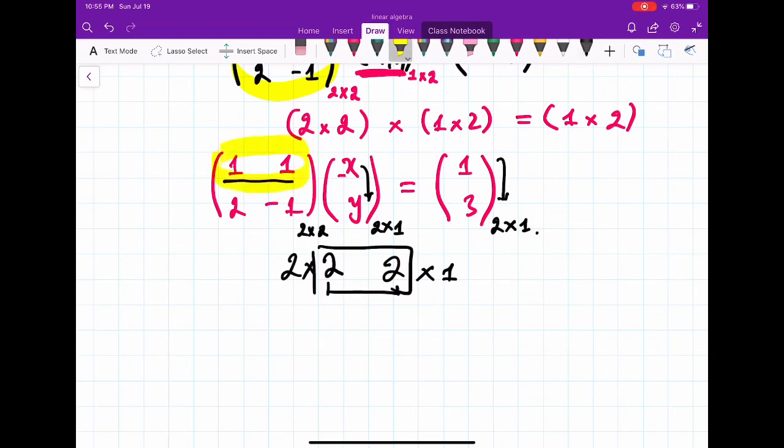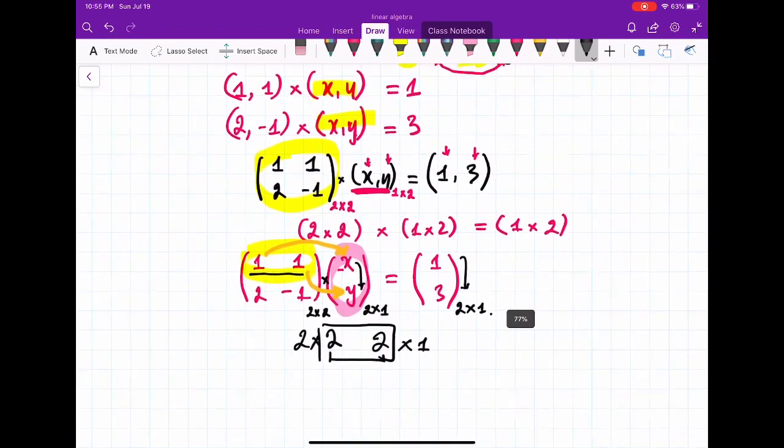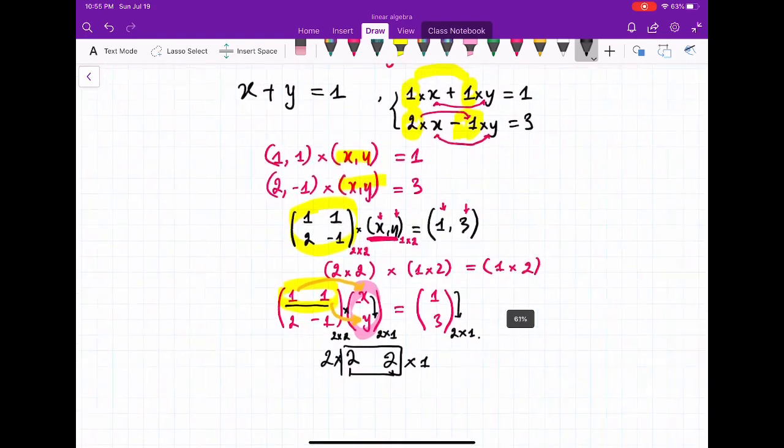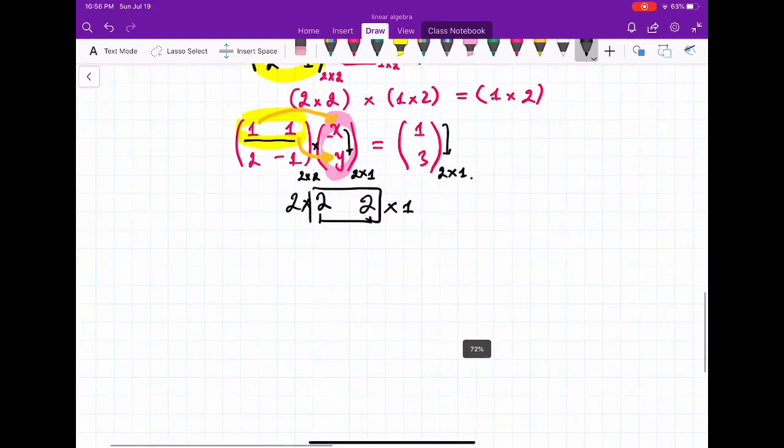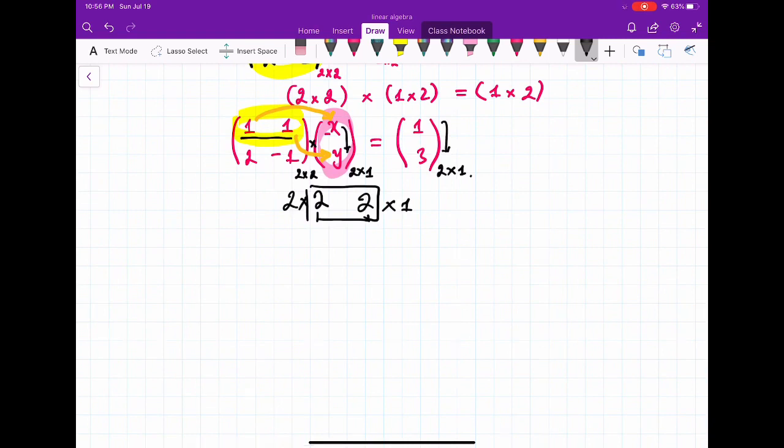So I may think, yes, it seems good to me. 1 and 1 multiply with this, right? Such that 1 with the x and then this one with the y. So I may define some product in here. All right. Okay. Now it looks good to me. Now I want to rewrite the original system in this form. So I have 1, 1, 2, negative 1.